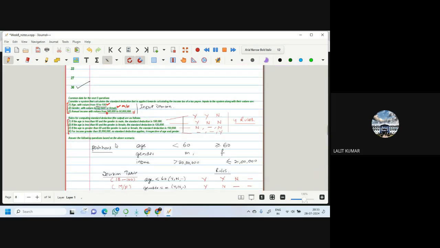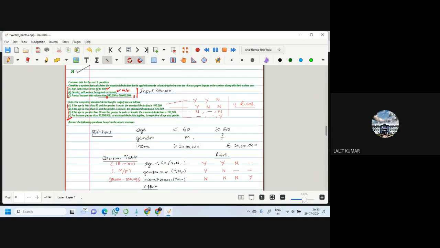And the 4 rules I have written. For example, partitions are made on the basis of the rules. So these are the rules and this is the domain. So I made here age is less than 60, greater than 60, and here age is not there. So for age, there are only 2 partitions, less than 60 or greater than equal to 60. Gender, only male and female. They are given.